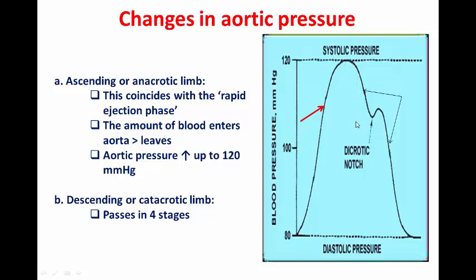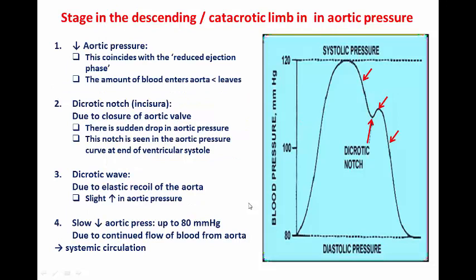The descending, the catacrotic limb, passes in 4 stages. So this is the first stage, where the aortic pressure decreases, and this coincides with the reduced ejection phase, where the amount of blood which enters into the aorta is less than the amount of blood which leaves the aorta, and it is because of that the aortic pressure decreases.